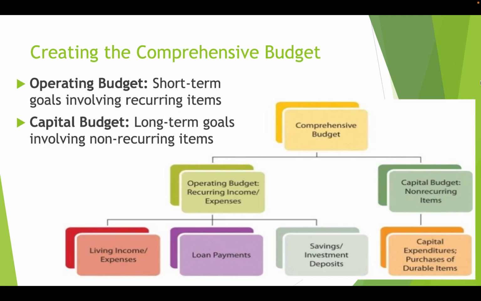Thus, when it comes to creating your comprehensive budget, we are essentially putting together the operating budget, which has the recurring income and expenses. So there's my living income and expenses, if I've got any loan payments, the savings and investment deposits, and combining it with our capital budget. So these are the non-recurring items, those things that we're buying, like a car or a home, for instance. And with our operating budget, this is where our short-term goals exist that involve these recurring items. And then the capital budget is where our long-term goals sit, and those involve non-recurring items.